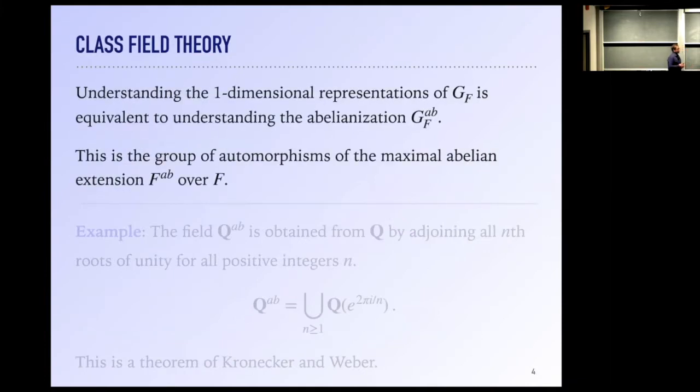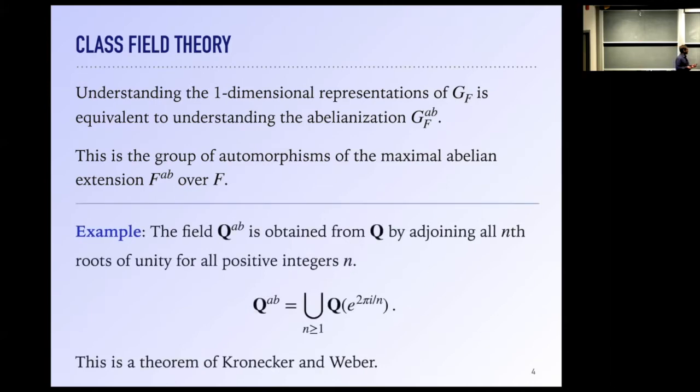So the first case, if you have a question for every n, is to understand n equals 1. We want to understand the one-dimensional representations of this group GF, for arbitrary field F. And that's equivalent to understanding the abelianization. A one-dimensional representation of a group is a character. It's a homomorphism from the group into the multiplicative group of some field, which is abelian. So your representation has to factor through the abelianization. So really you're asking, what is the abelianization? That abelianization is the group of automorphisms of what we call the maximal abelian extension of your field.